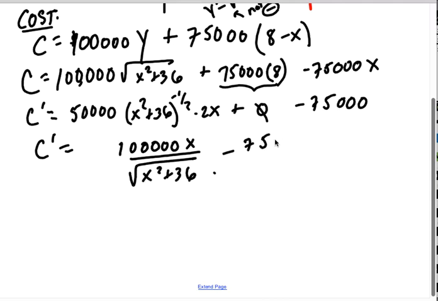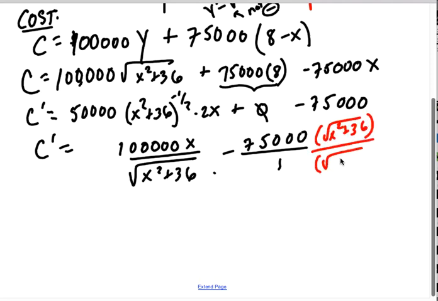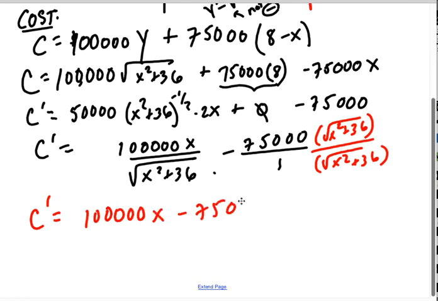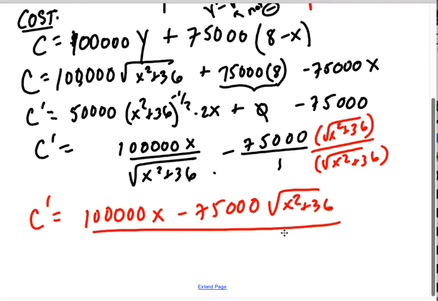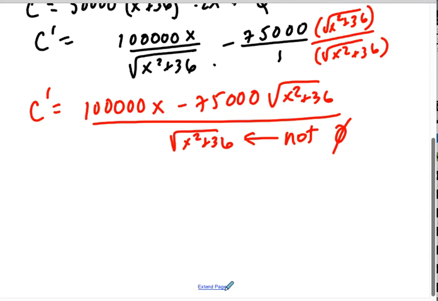minus a 75,000 over 1, right? So when I get a common denominator, I'd get a common denominator by multiplying by this root over itself, right? And I'm going to end up getting that my C prime is 100,000 x minus 75,000 times this ugly, disgusting thing, right? And I notice that the denominator is a sum of squares, so that's not going to be 0, right? Sums of squares are positive. That's never going to be 0.